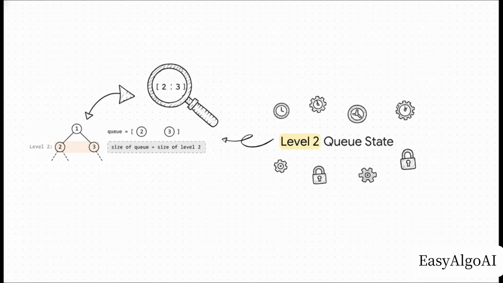Because we removed the only level 1 node and swapped in its children, the queue now perfectly represents level 2. Checking its size tells us there are exactly 2 nodes to process. I literally cannot stress this enough. This size snapshot is the absolute secret sauce to the entire algorithm.